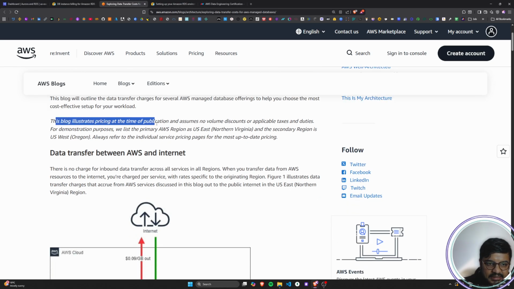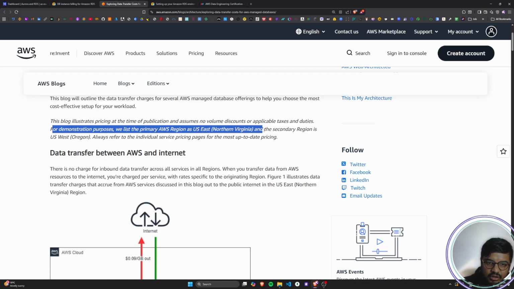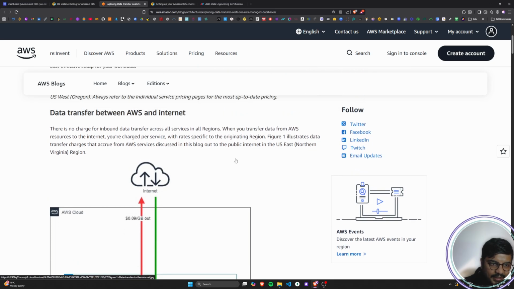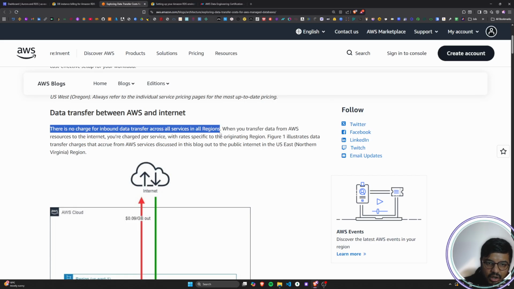This blog illustrates pricing at the time of publication and assumes no volume discounts or applicable taxes and duties. For demonstration purposes, we list the primary AWS region as US East 1, that is the North Virginia one, and the secondary region as US West, that is the Oregon region. Always refer to the individual service pricing page for the most up to date information about the pricing. Now let's understand data transfer between AWS and the internet. There is no charge for inbound data transfer across all services in all regions.